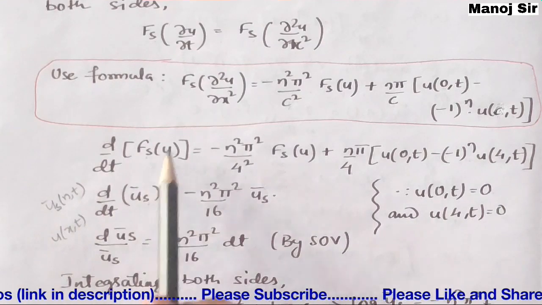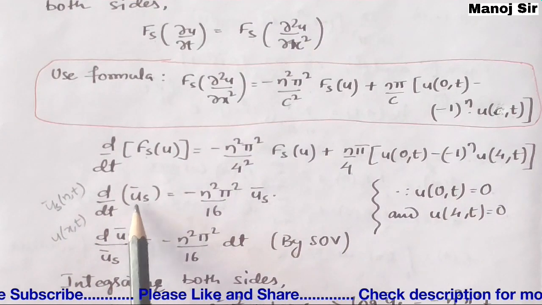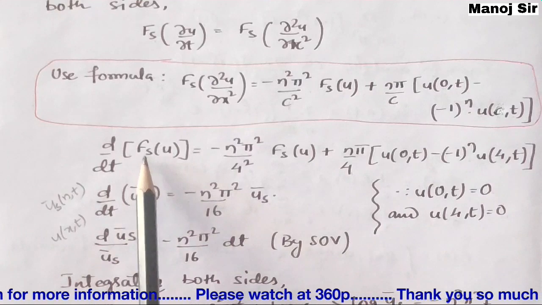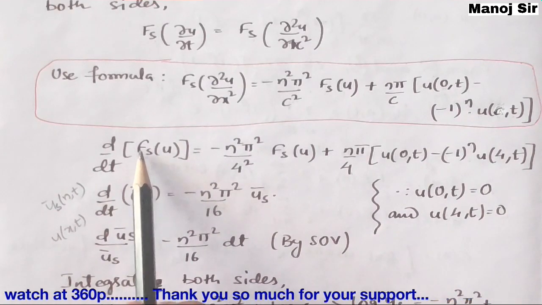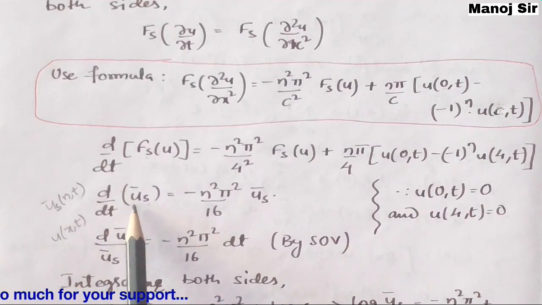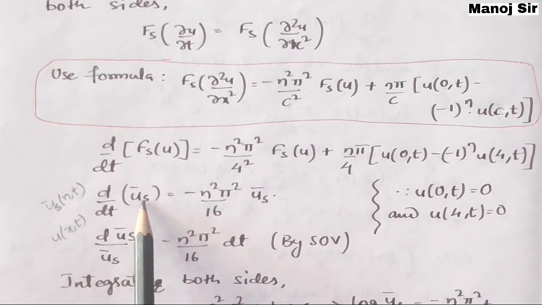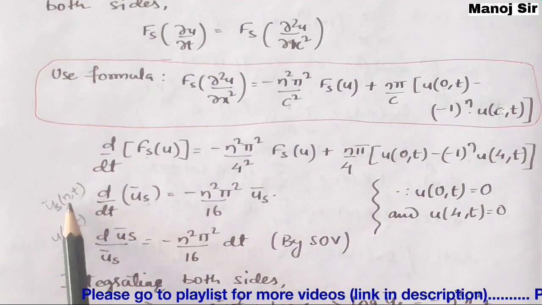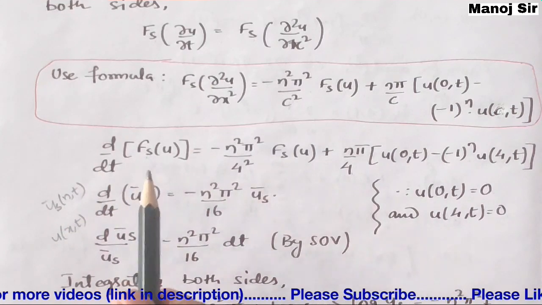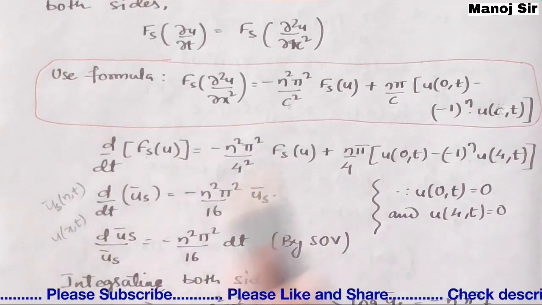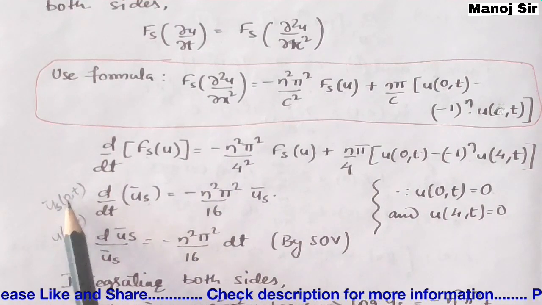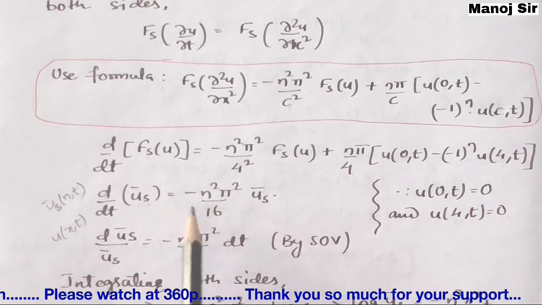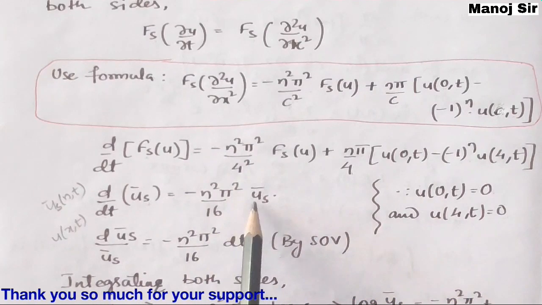So we can write this as u bar of s, and u bar of s is a function of n and t, not s and t, because this is the finite Fourier sine transform. Had this been the infinite Fourier sine transform, then it would have been s comma t. So this is d upon dt of u bar of s, which equals minus n square pi square upon 16.